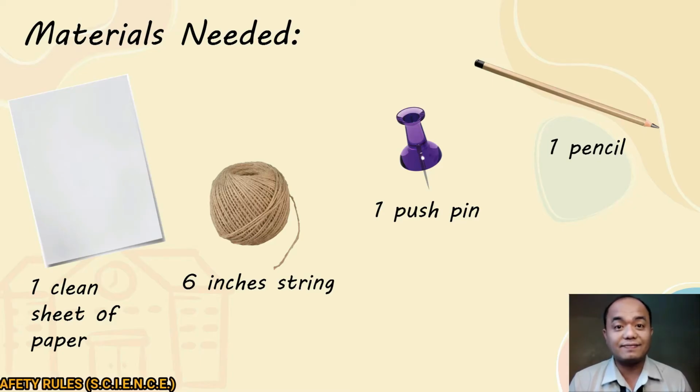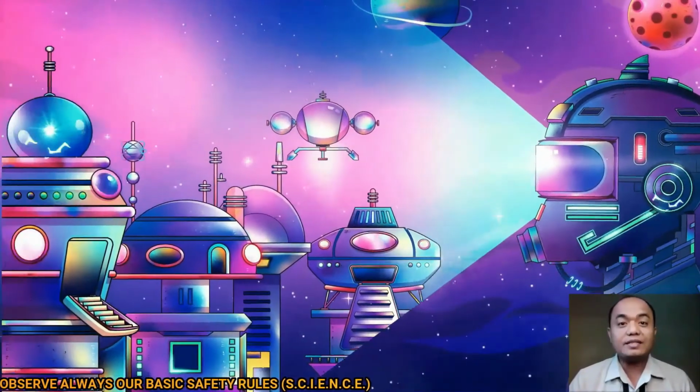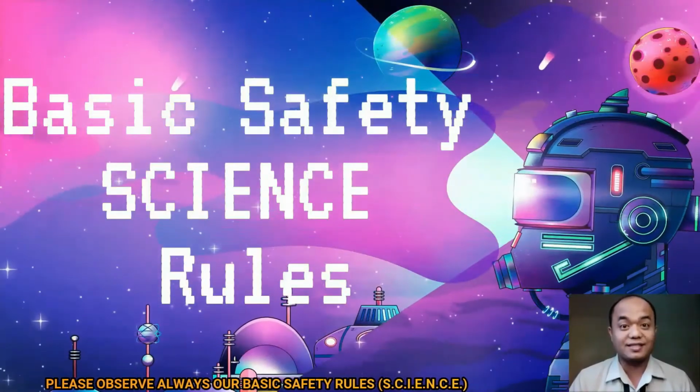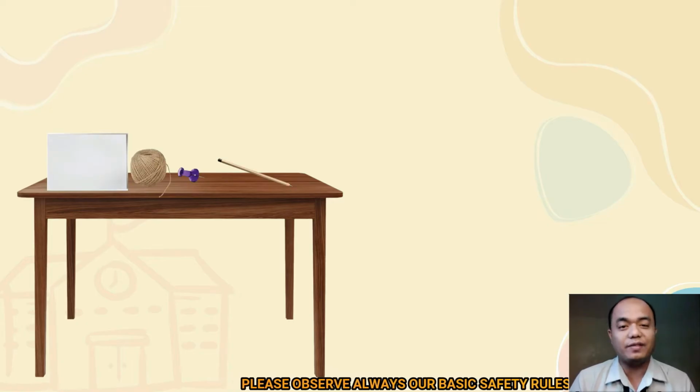Now, do you have with you your materials? Very good. Again, as you perform our activity number 2, please always remember our basic science safety rules. Now, do you have your materials with you for your activity number 2? Then, place these materials on top of the table. And then, please get your bond paper. This entire screen will represent the surface of your bond paper. And this time, let us put the push pin in the center of the paper, just like you see here on the screen. But take note, class, you have to be careful in handling the push pin. It has a pointed surface and it is sharp.